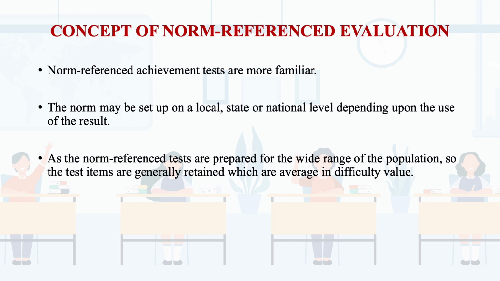Then further we can say that as norm referenced tests are prepared for a wide range of the population, the test items generally retained are average in difficulty value. So you will find that the test items or questions included in a norm referenced test or evaluation are always average in difficulty, because the test is prepared not for a small group of learners, but for a wide range of population, a wide range of students. So that's why average difficulty questions are included in the test.